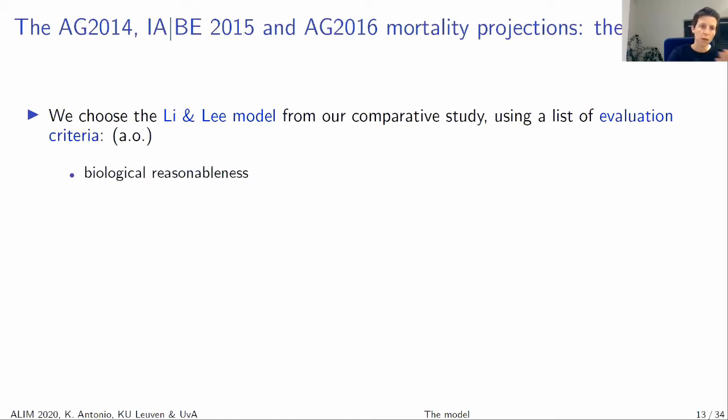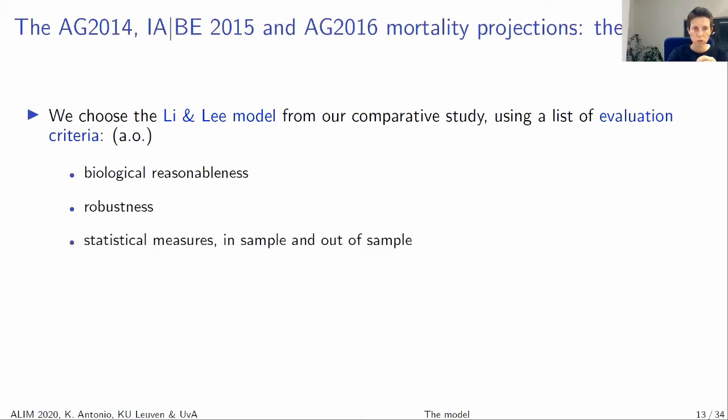So we looked at biological reasonableness. Do I get reasonable fits in sample but also out of sample? How robust is my model? If I would use a different calibration period, if I would calibrate on a different age range, if I would make changes to the set of countries that I'm going to use, how robust is my model to such changes?